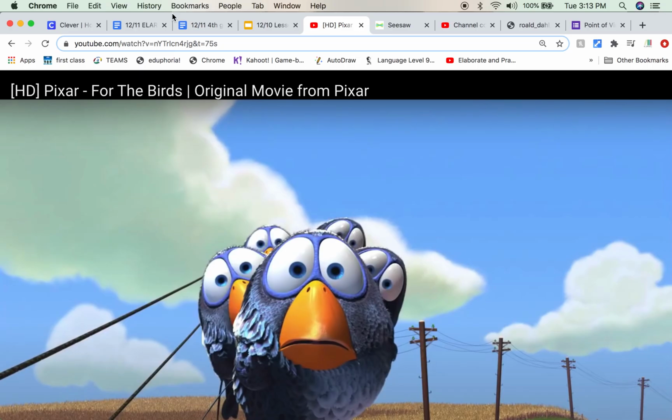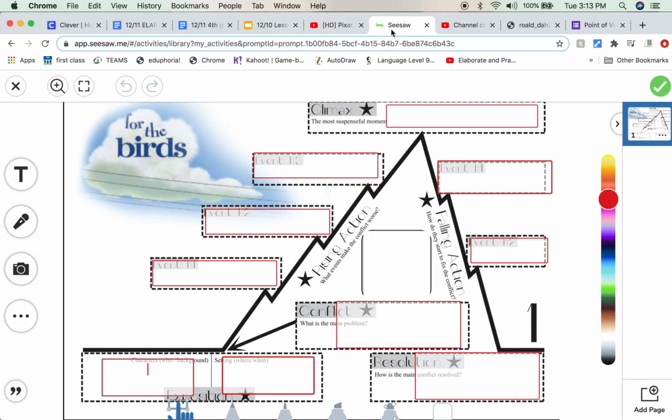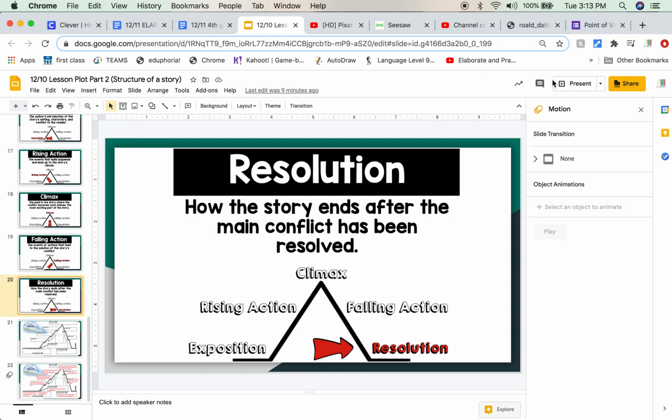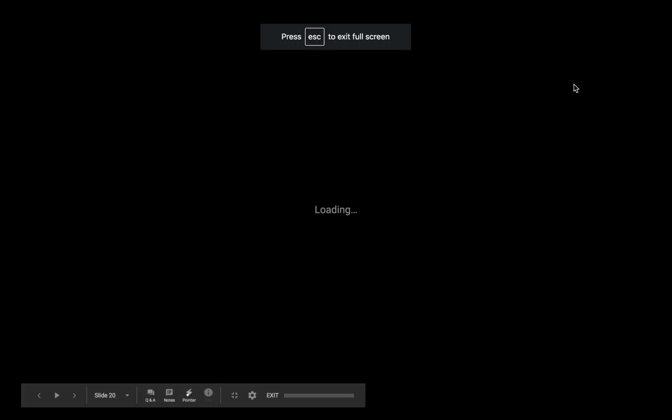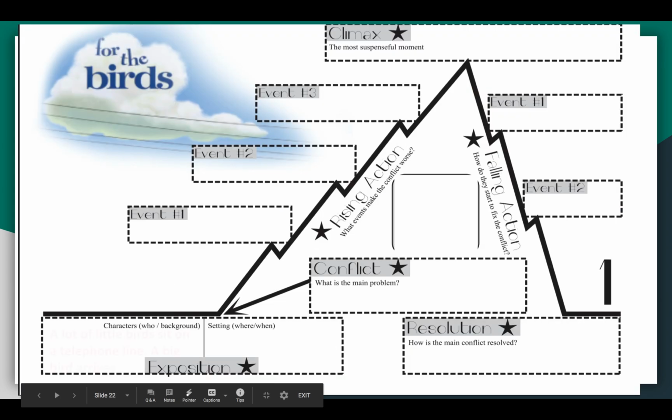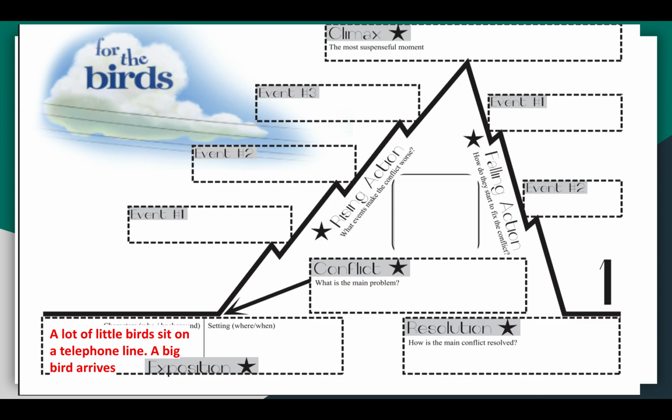So let's go and at this time go to Seesaw. And I want you to follow along with me. Pause and type in the text boxes. You go at your own pace. So the characters: a lot of little birds sit on a telephone line, and then a big bird arrives. The setting, the where and when: the countryside by a telephone line. So pause and type in your text boxes.